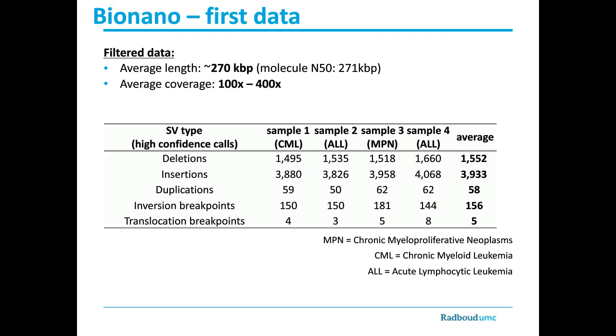And usually we detect genome-wide between 5,000 and 6,000 structural variants. In this particular example, this is already 4 leukemia samples, and for those you also directly spot some translocations, which can be important drivers for leukemia. But let me show you some more details in the next slides.